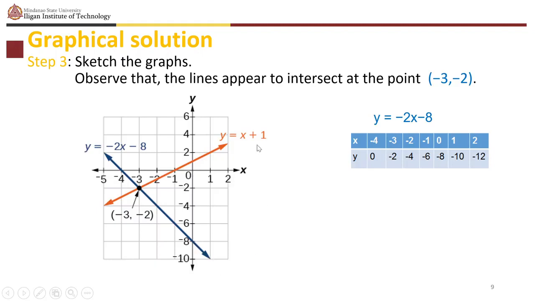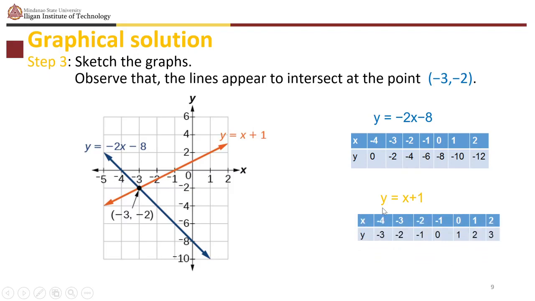On the other hand, this sketch, y is equal to x plus 1, gives us the following. When x is equal to negative 4, y is equal to negative 3. So negative 3 is here. Correct? Negative 3. So that one is between negative 2 and negative 4.